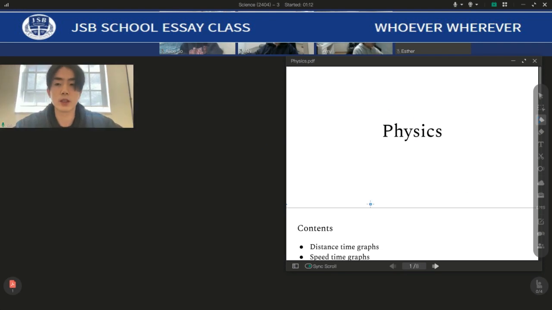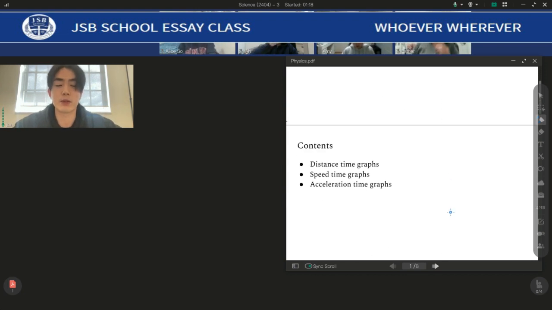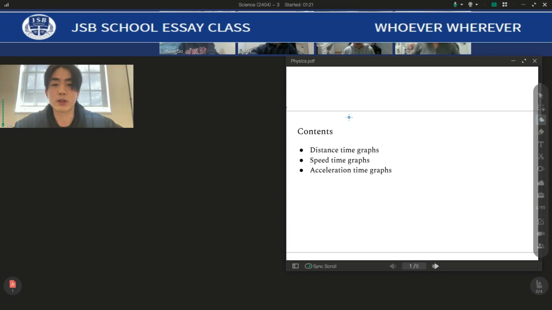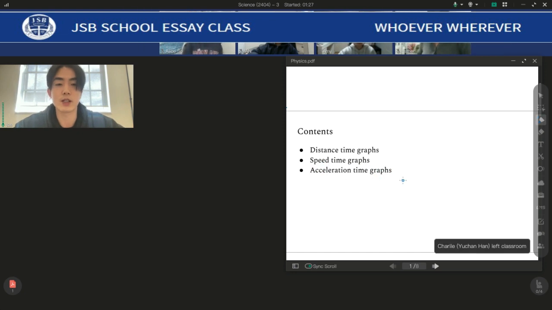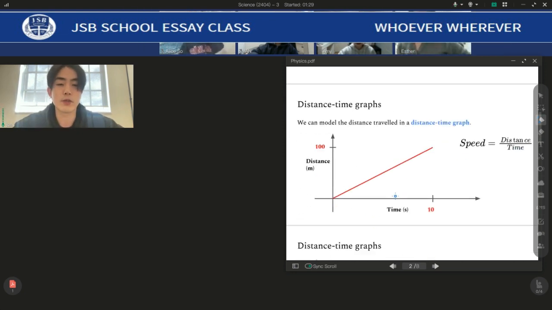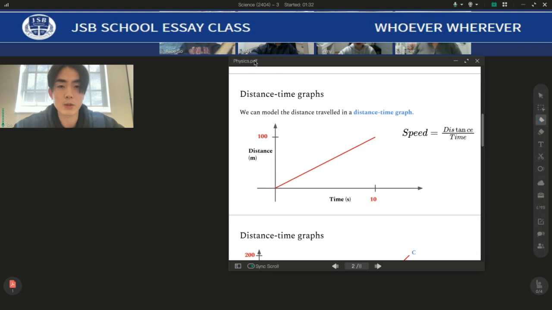Okay, so we're gonna continue with physics, but we're gonna now look at some more graphs. These are the three different types of graphs we're gonna look at. We're gonna look at distance time graphs, speed time graphs and acceleration time graphs. So there's three different types. First things first, let's try and make this bigger.